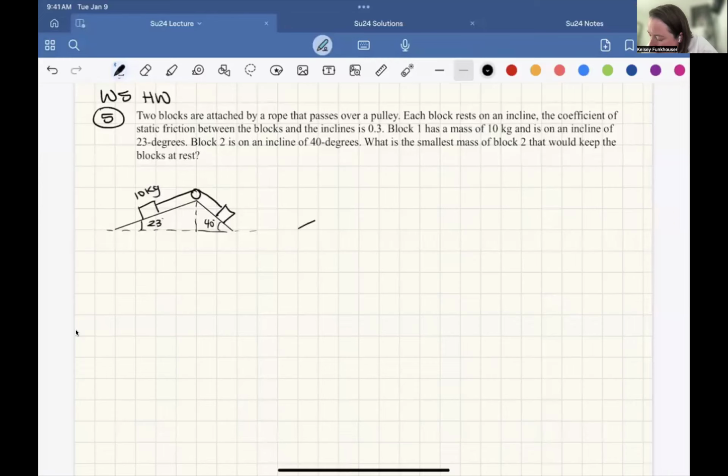So let's draw our free body diagrams at an angle. So this is for block 1, which is the 10 kilogram one. So we have the weight of block 1, normal force, which is perpendicular to the incline. We have the tension force. And then we'll just assume that our friction force is this way.